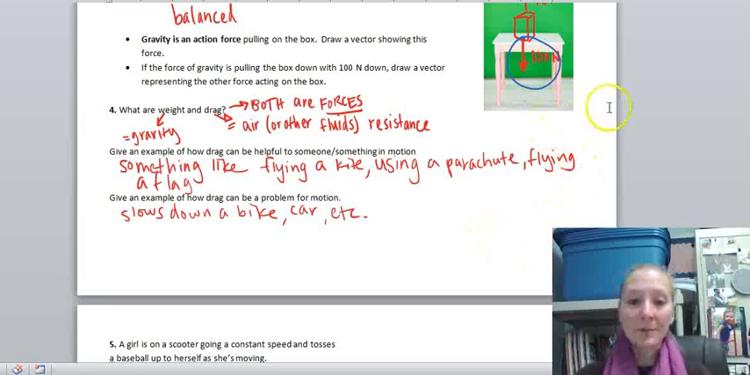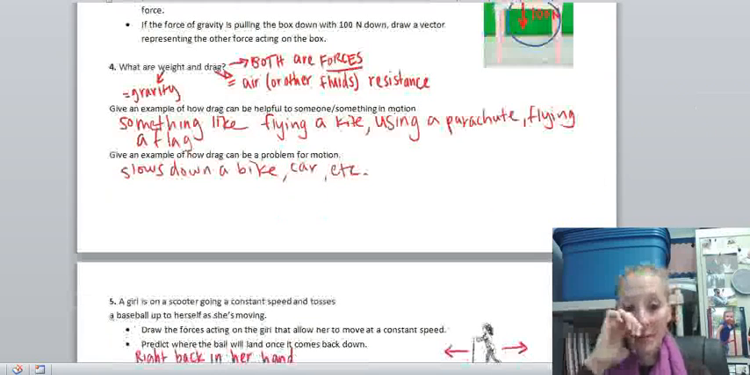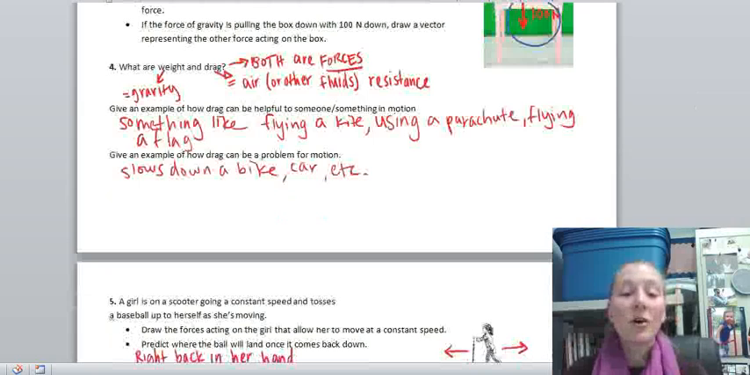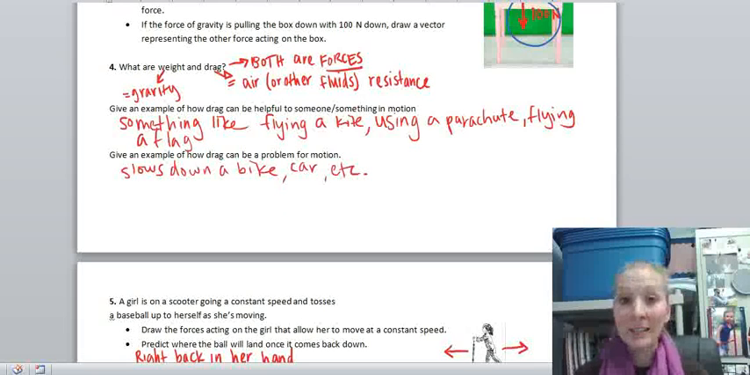So an example of how drag could be helpful to someone or something. If we're flying a kite, that's helpful. You need air resistance or else you don't have a beautiful kite to fly. A parachute, also equally important. You need a lot of air resistance for that to function properly so you don't just fall to the ground. And then flying a flag would be another great example. Otherwise it's kind of droopy hanging there and it's not wonderful at all. Okay, then we look at how drag can be a problem. Anytime you're in a vehicle, and maybe even a boat in water, it's going to slow you down, and that's how it can be a problem.